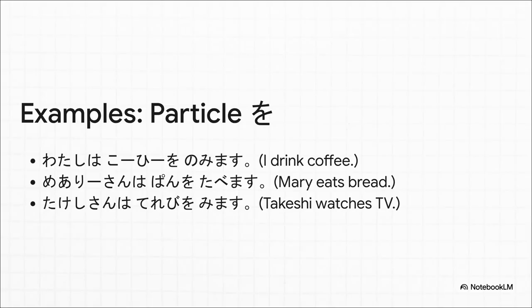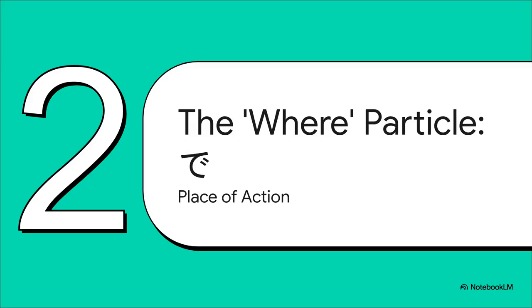Okay, let's see it in the wild. I drink coffee. What's being drunk? The coffee. So we say, kohi o. Next, Mary eats bread. The bread is the object, so it's pan o. And for Takeshi watching TV, same deal, terebi o. See that pattern? It just clicks right into place. Awesome! Tool number 1 is in the bag.